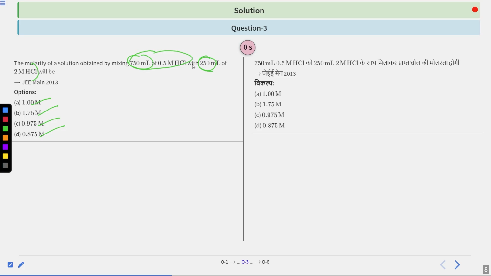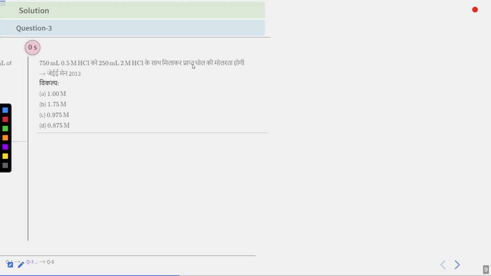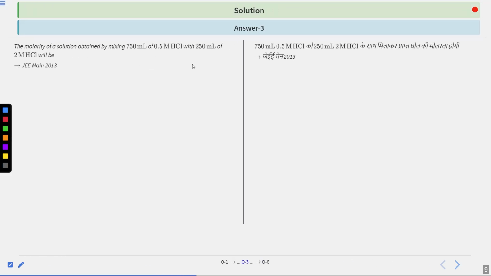Time is up. Moving on to the solution. So this was your question. So in the question, what are you doing? You are mixing two types of solution together, and then you have been asked what is the molarity of the resulting solution. So for those who have solved, the correct answer is D.